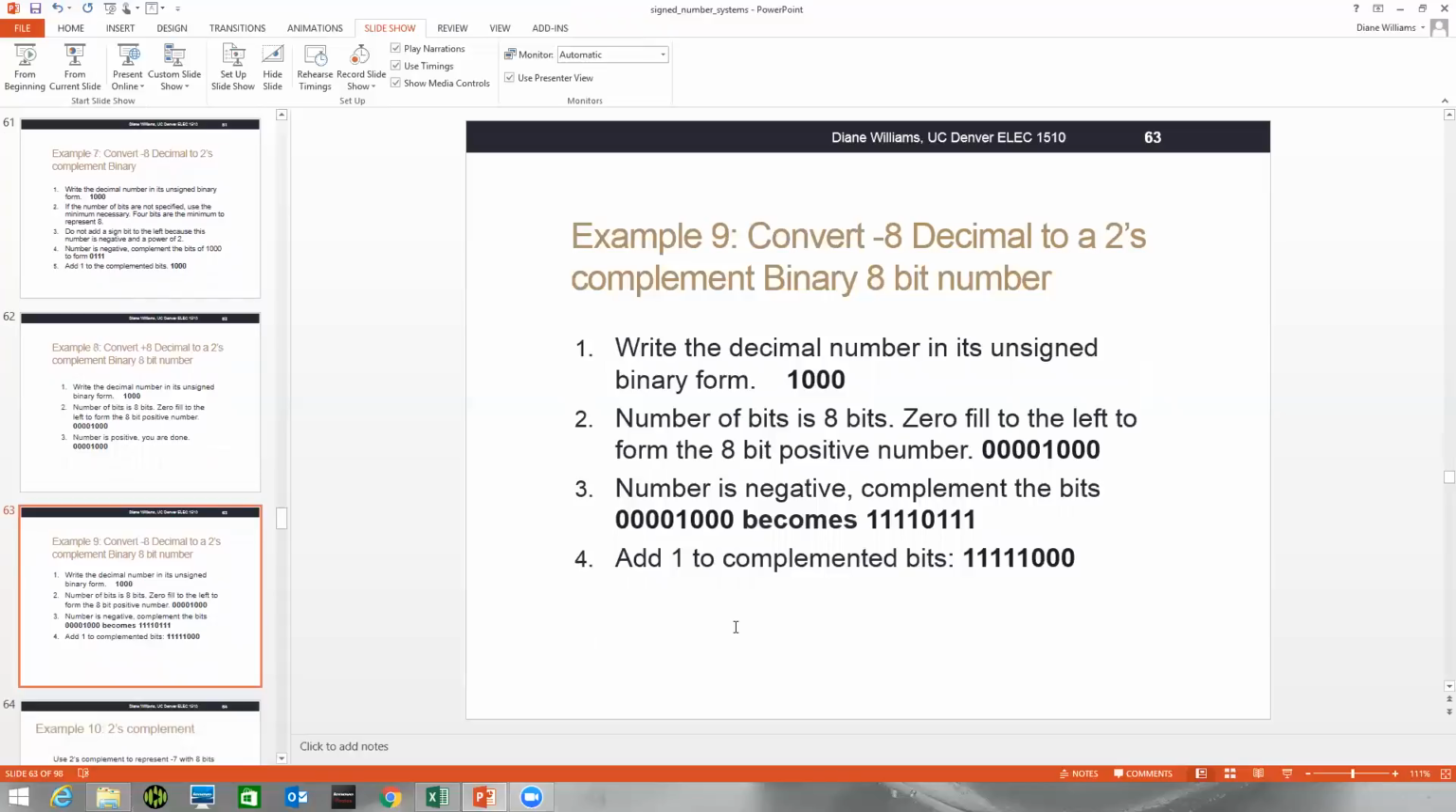All right, now let's convert minus 8 to a 2's complement binary 8-bit number. So we need to use 8 bits. Same thing again, we form the number 8. But now we need to use 8 bits, so we 0 fill to the left to form the 8-bit positive number. But because the number is negative, we complement these 8 bits to form the 1's complement number. Now we add 1 to the complemented bits to form the 2's complement. So in 2's complement, this is how we would represent the number negative 8 with 8 bits.